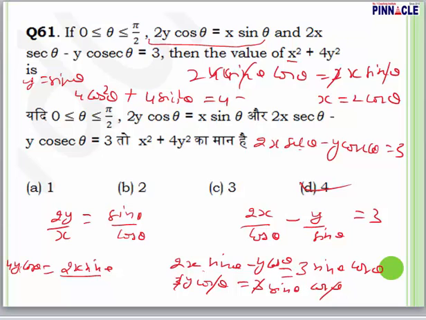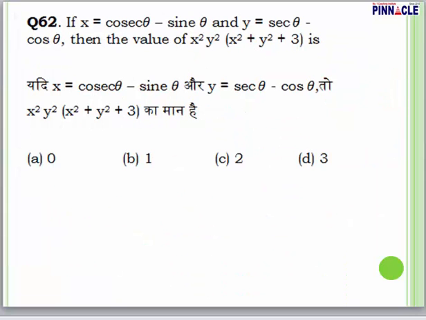The next question, question number 62. You can put the value x is equal to cosec theta minus sin theta and y is equal to secant theta minus cos theta. You can put the value, otherwise you can solve this question by solving this, by balancing this.